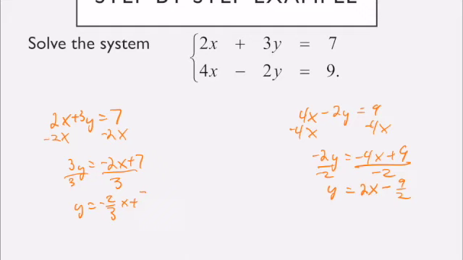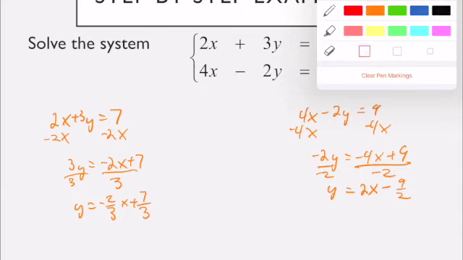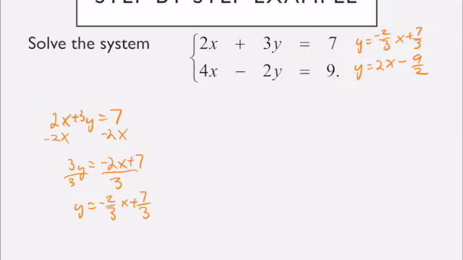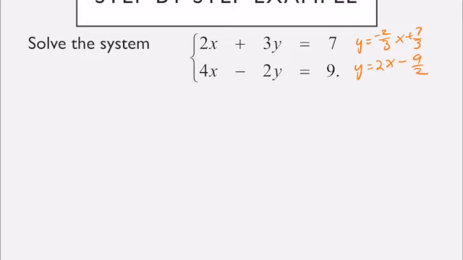More fractions. So now I'm going to set these two equations equal to each other, and I'm going to rewrite them up here so I can erase a little bit and have lots of space. I take negative 2/3 x plus 7/3 equals 2x minus 9/2.